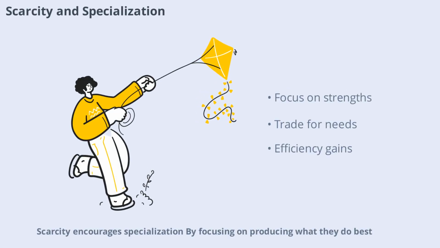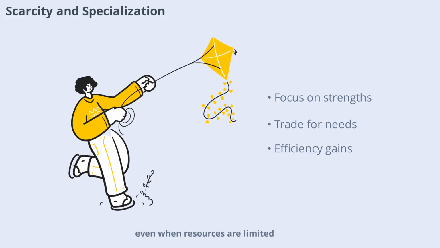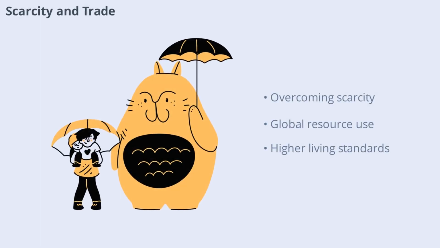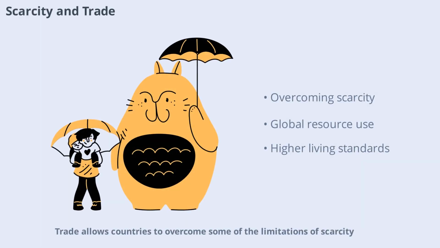Scarcity encourages specialization. By focusing on producing what they do best, individuals and countries can trade for what they lack. Specialization increases efficiency and allows for greater overall production, even when resources are limited. Trade allows countries to overcome some of the limitations of scarcity. By exchanging goods and services, nations can access resources they lack and specialize in what they do best. This leads to higher standards of living and more efficient use of global resources.